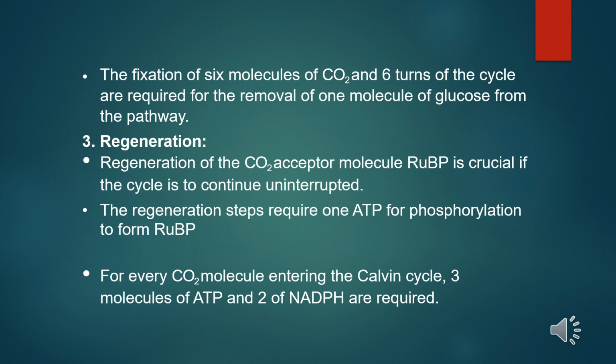And the third step is regeneration. Regeneration of the carbon dioxide acceptor molecule ribulose bisphosphate is crucial if the cycle is to continue uninterruptedly. This regeneration step requires 1 ATP for phosphorylation to form ribulose bisphosphate. For every carbon dioxide molecule entering the Calvin cycle, 3 molecules of ATP and 2 of NADPH are required.